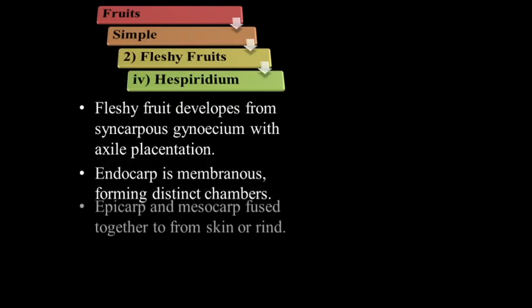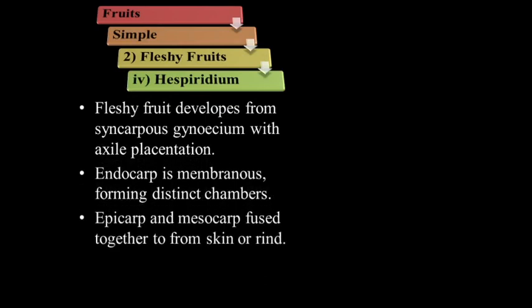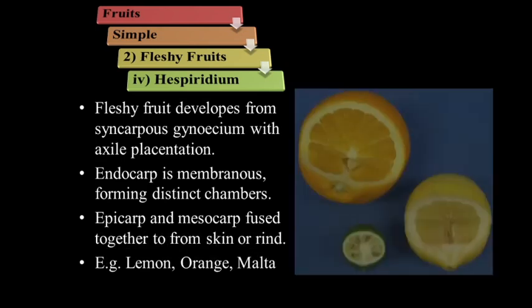The next fleshy fruit is the hesperidium. The fleshy fruit develops from the syncarpous ovary with axile placentation. The difference is that the endocarp is membranous and forms distinct chambers. The epicarp and mesocarp fuse together to form the skin or rind. Examples are the citrus fruits: lemon, orange, malta.